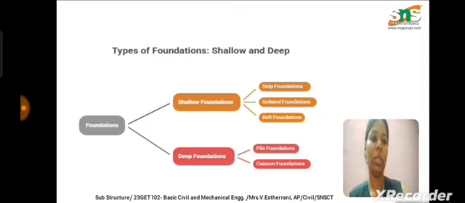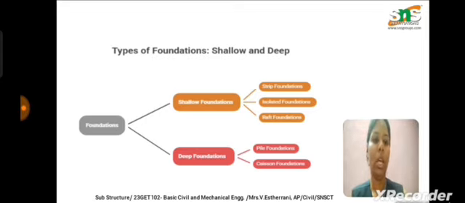Next one is the isolated foundation. Isolated foundation is nothing but each column of the building has its own foundation. Each column has a separate footing, that is called the isolated foundation. Next one is the raft foundation. Raft foundation is nothing but the mat foundation. All the columns in the building are combined in a mat foundation, that is called the raft foundation.